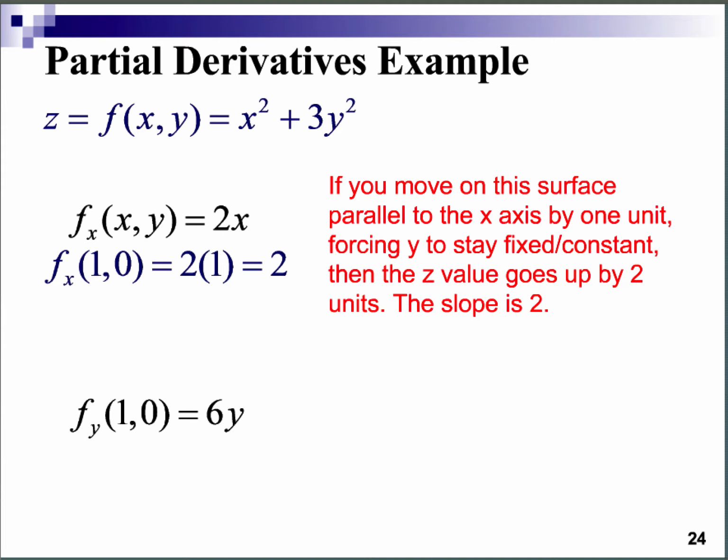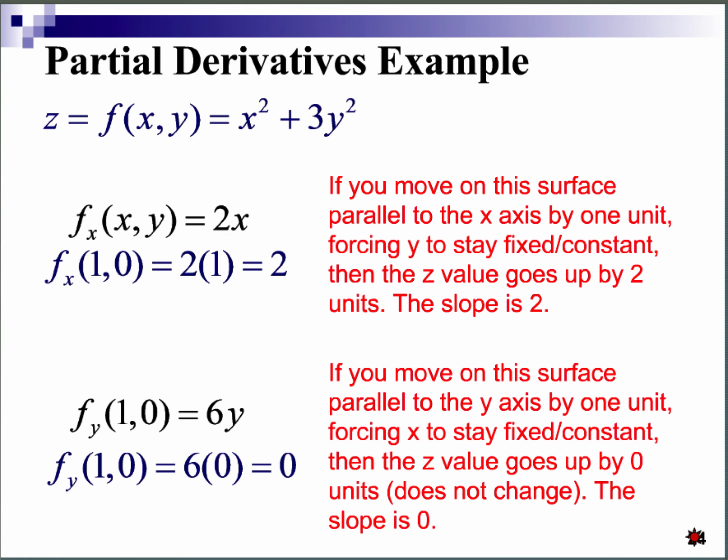Now if you look at the partial with respect to y, which was the expression 6y, and then substitute (1, 0) into there, so x is 1 here, but there's no x, so there's nowhere to substitute it. Y is 0, so we can put that in. 6 times 0 is 0. So there we have no change at all in the z direction. So if we move on this surface parallel to the y-axis by 1 unit and we force x to stay fixed, then the z value goes up 0 units. It doesn't change. The slope there is 0.